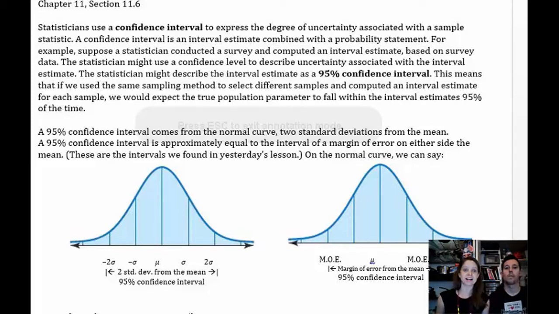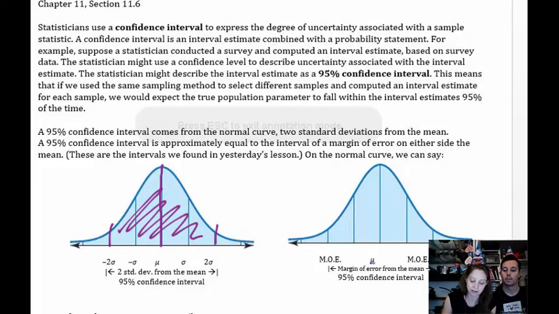A 95% confidence interval comes from the normal curve, 2 standard deviations from the mean. A 95% confidence interval is approximately equal to the interval of a margin of error on either side of the mean. This is what we did in the previous lesson. On a normal curve, we can say 2 standard deviations from the mean is your 95% confidence interval. So if this is the mean, here are 2 standard deviations. Inside these 2 standard deviations fall 95% of the data.